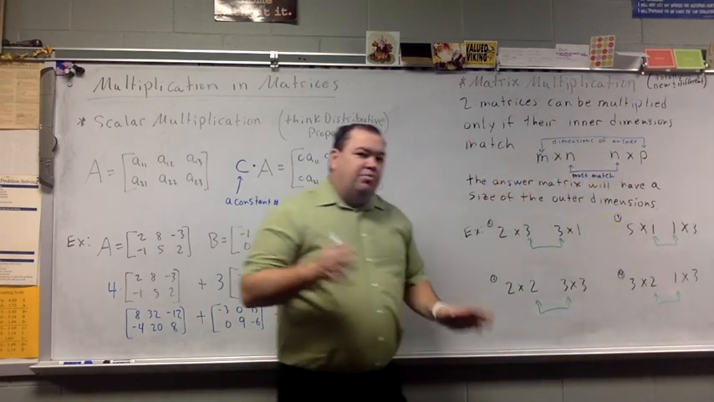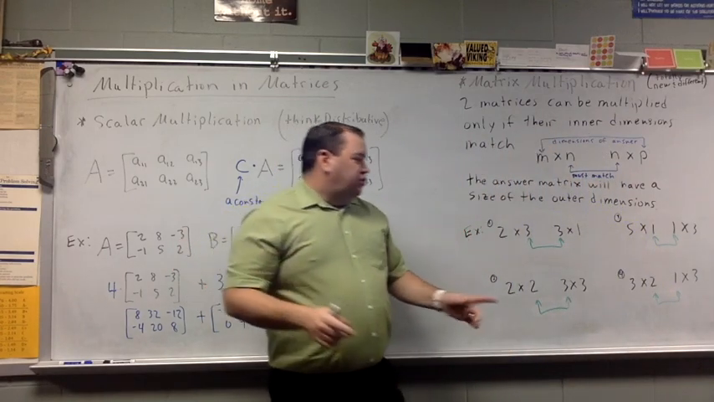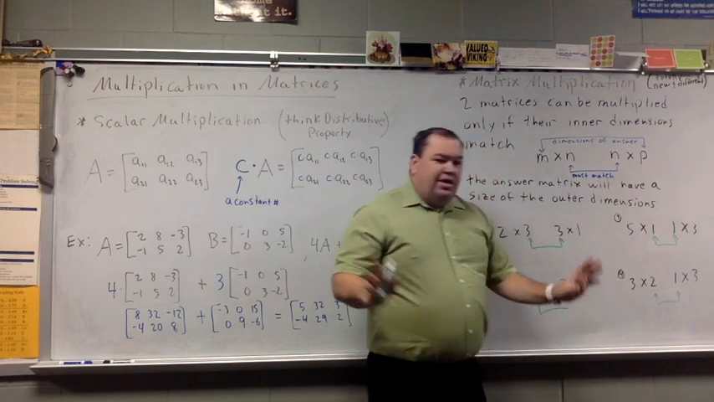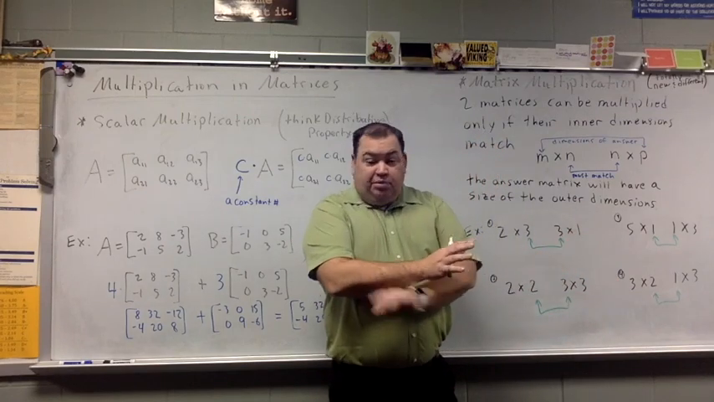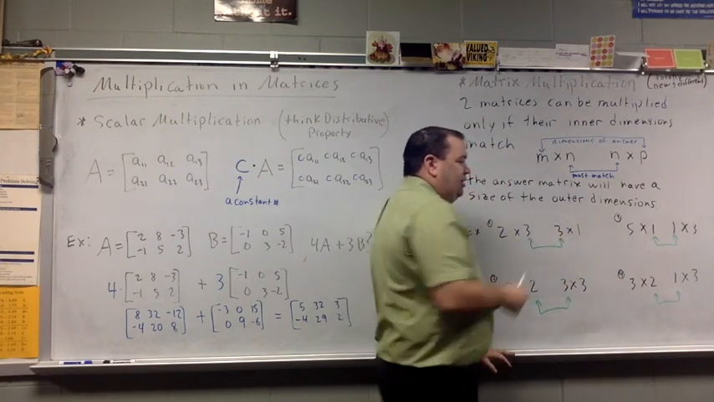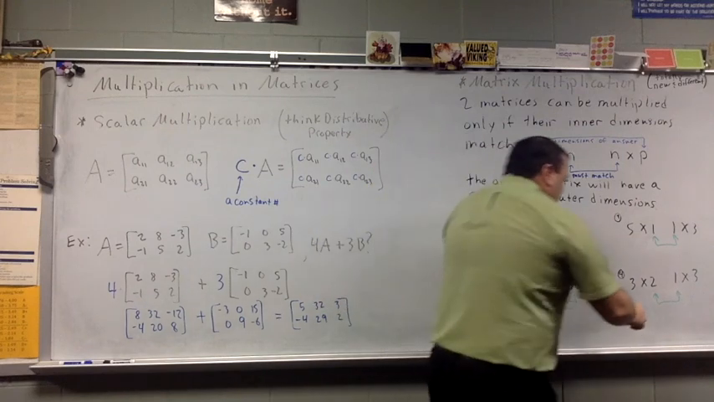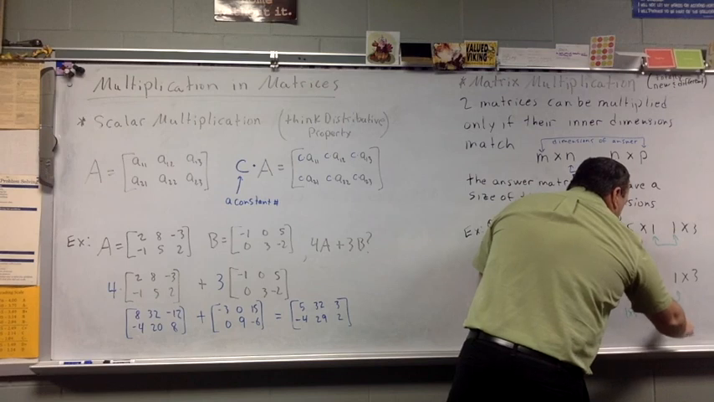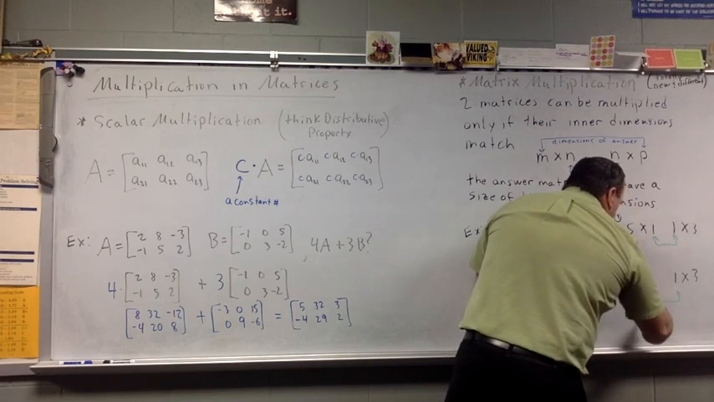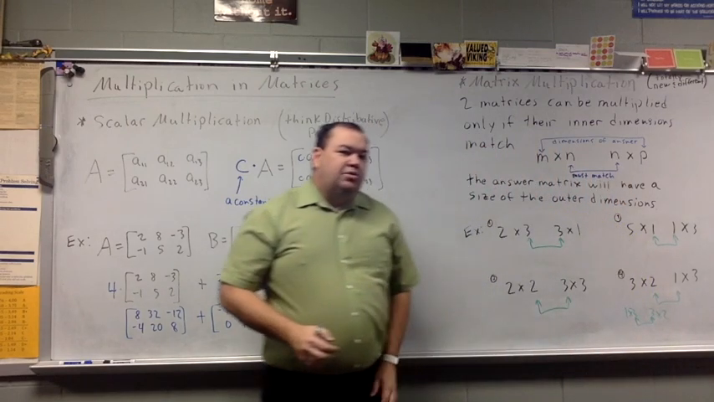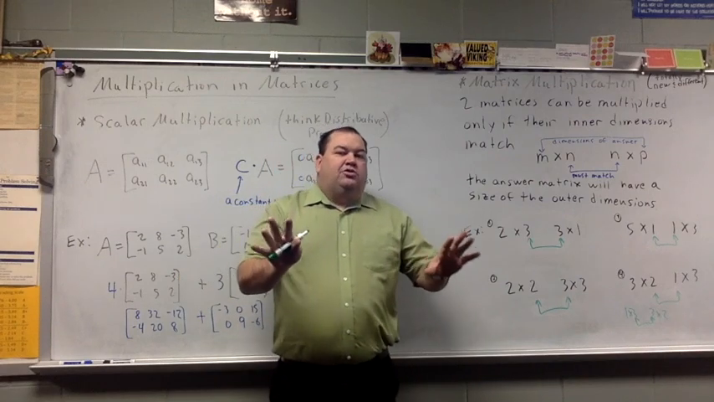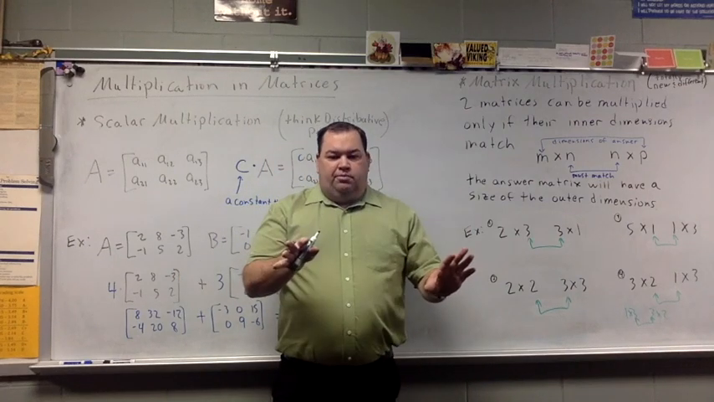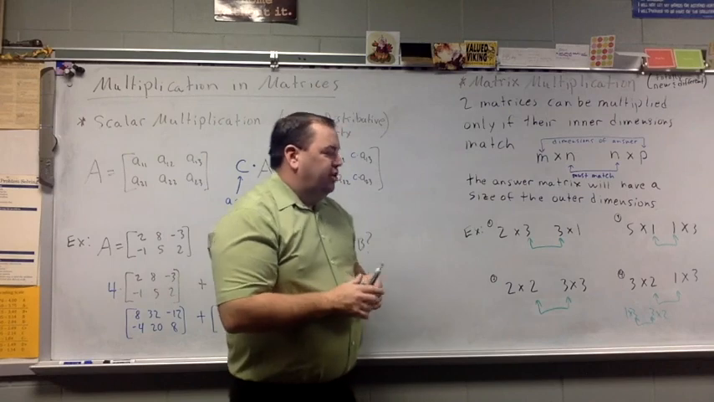Now, I talked about that commutative property. Imagine what would happen on this last one if I switched them, if I multiplied them in the other order. The way it is now, I can't do it. But if I turn this around, a 1 by 3 and a 3 by 2, the other way around, I can actually multiply them. So I get very different answers when these are in a different order. So we have to look at those inner dimensions.